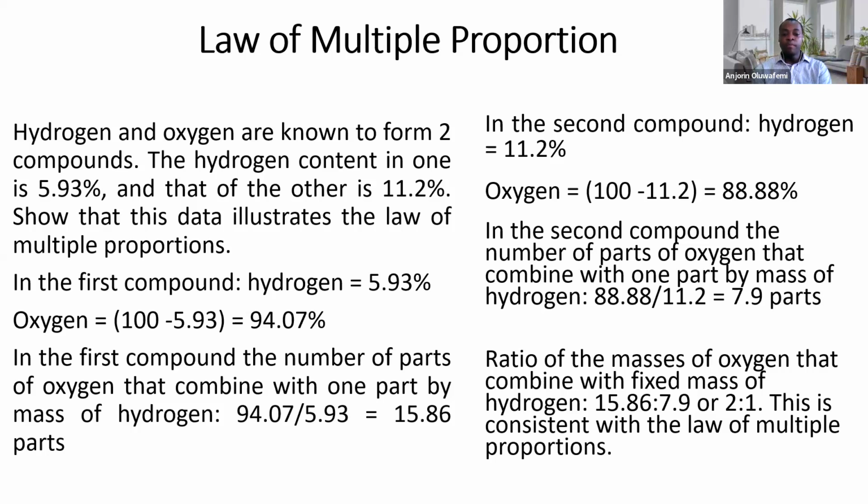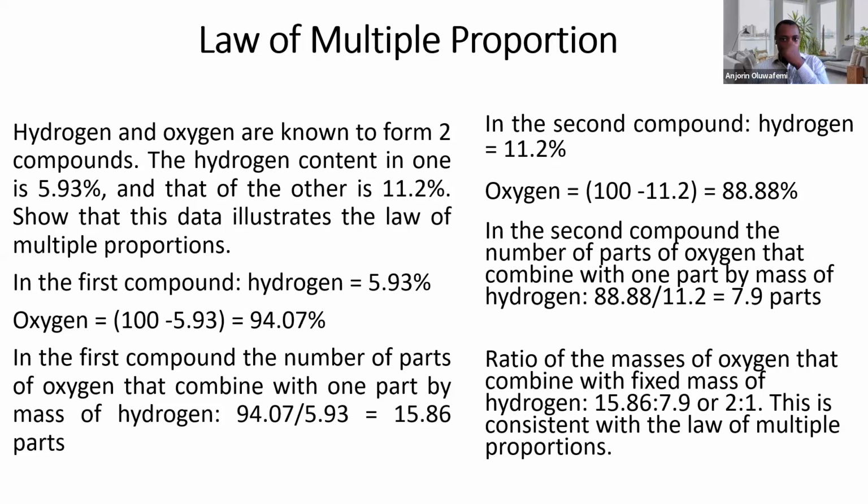So in the first compound, the number of parts of oxygen that combines with one part by mass of hydrogen is what? 94.07, which is the percentage of oxygen, divided by 5.93, which is the percentage of hydrogen. And that will give us 15.86 parts. So it is 15.86 parts of oxygen that will combine in the first compound.